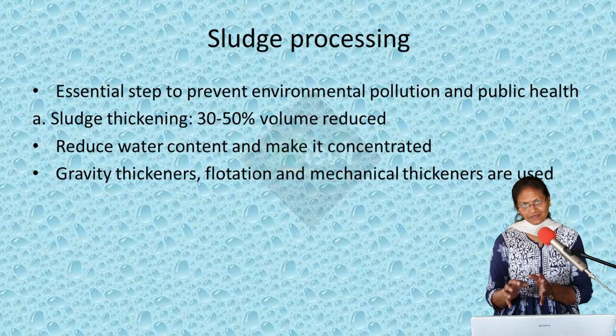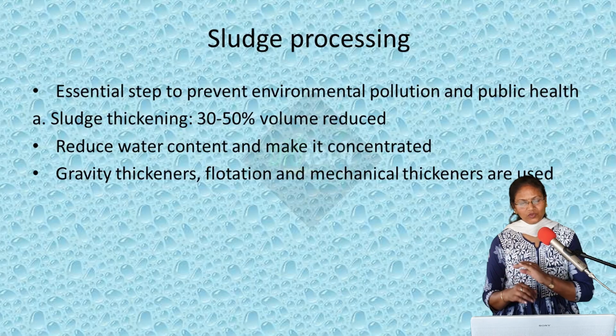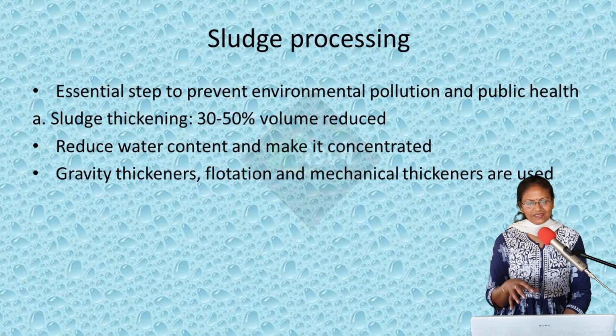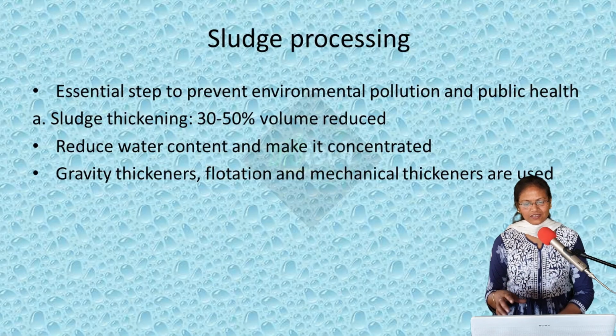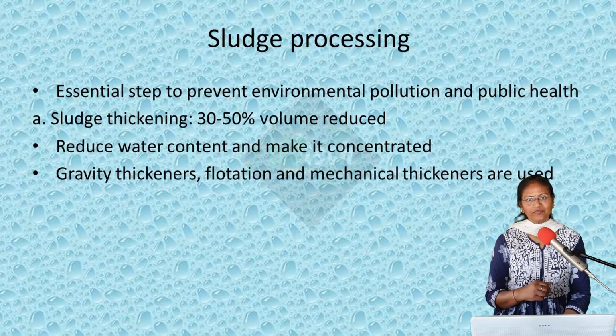So the first treatment which is done to the sludge is sludge thickening. Sludge thickening means most of the water is removed, 30 to 50% of the volume is reduced, because most of the water is removed from here. And here we use gravity thickeners or flotation and mechanical thickeners. So any of these can be used to make it thick.